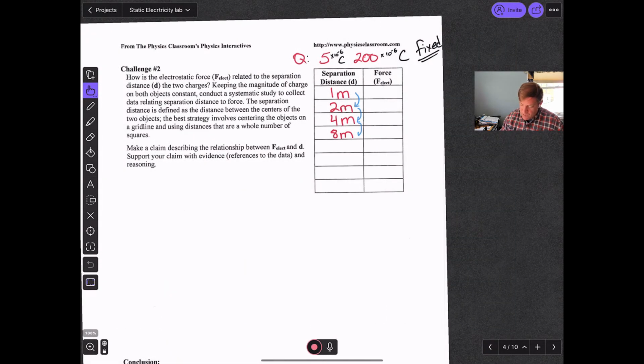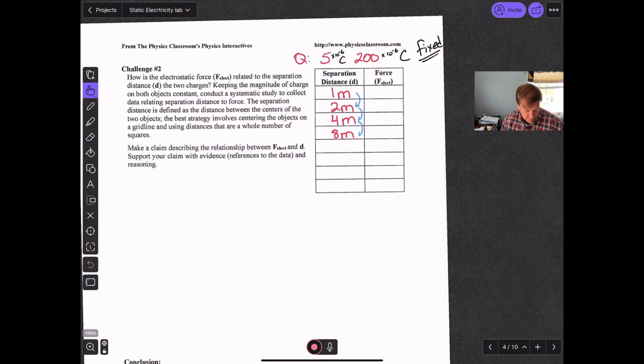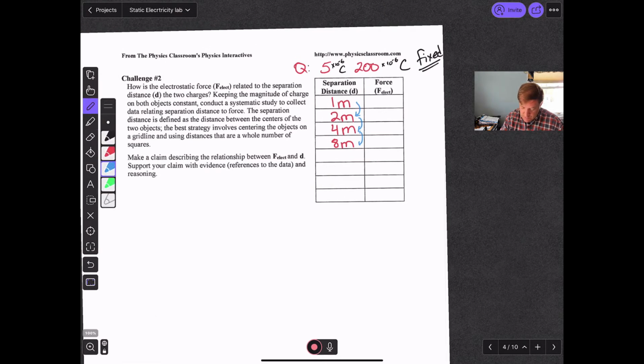So let's write down what we saw. About 1 meter apart was about 19 newtons. 2 meters was 3 newtons. Well, that's not a doubling, guys, right? In fact, that's about a quarter. And then you decrease it again. You double the distance, and it goes down to 0.7, and 8 meters down to 0.2.